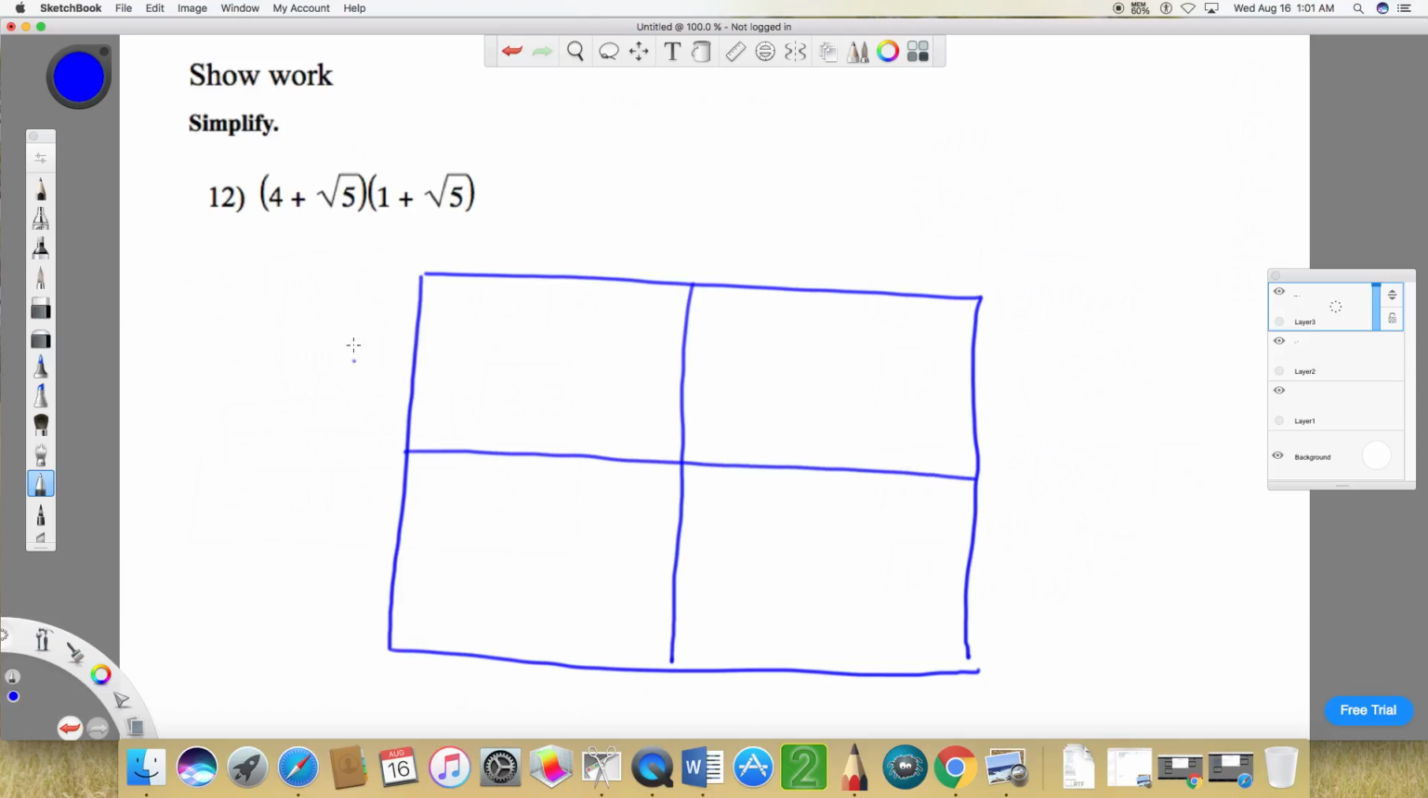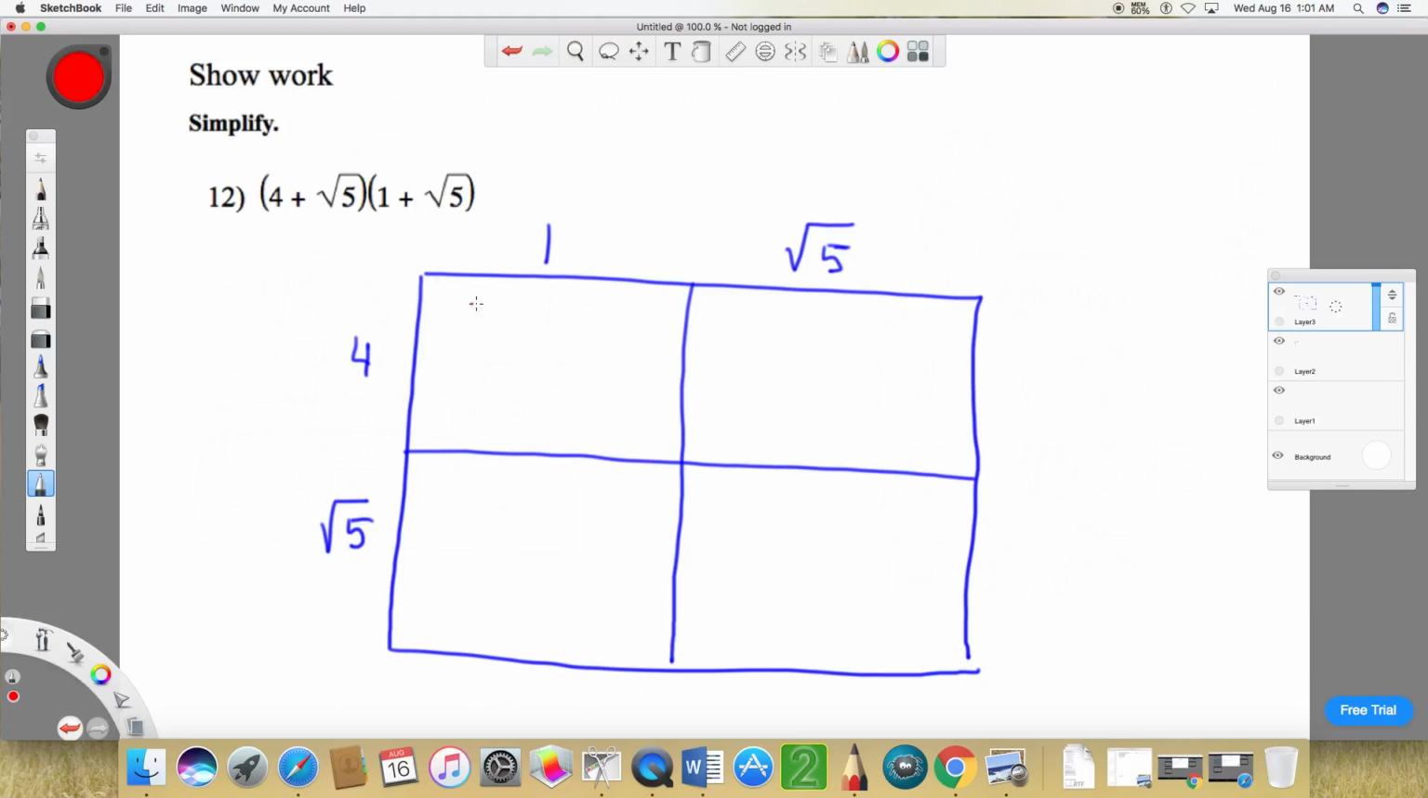So on the outside of my table, I put a 4 and a square root of 5, and here a 1. And I could have put the 1 and square root 5 along the top, those are interchangeable. It didn't matter which one I put on the side and which one I put across the top. All right, so now we come in and we multiply these outside entries to get the inside.